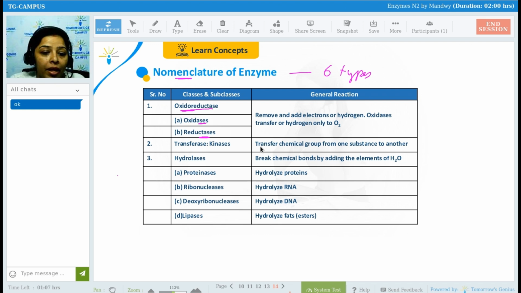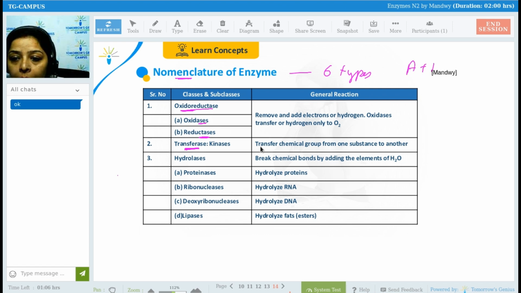Very good. If any enzyme has the ability to transfer a chemical group from one substance to another substance, from one form to another form, then this type of enzyme is called a transferase, because it is transferring the chemical group from one reactant, and in the final product that same chemical group will attach to the other substance which is present as another reactant in the reaction site. Are you getting me?